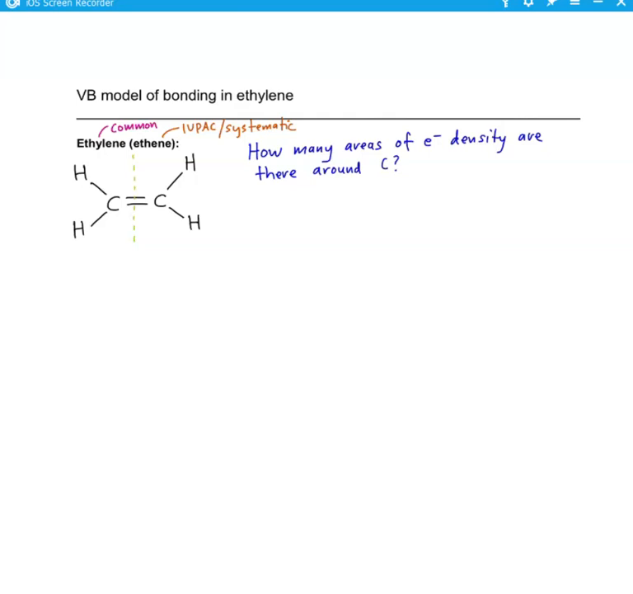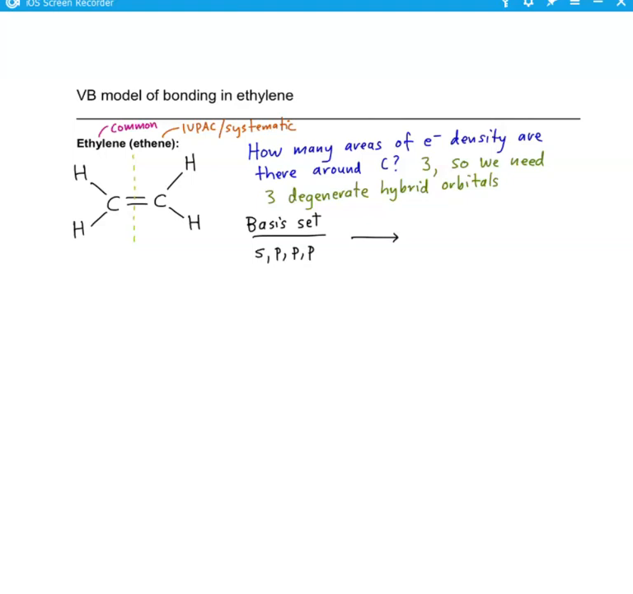Okay, so the answer to that, there's 3 bonding areas. Each of the carbons has a single bond to hydrogen, another single bond to hydrogen, and the double bond to the other carbon. So that's 3 areas of electron density, which means that we need 3 degenerate hybrid orbitals. So again, we start with the basis set, which for carbon includes s, p, and p orbitals.